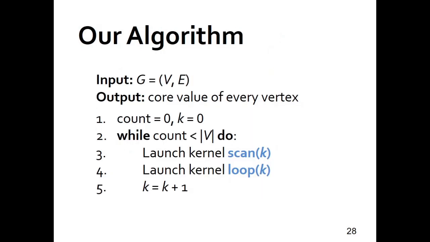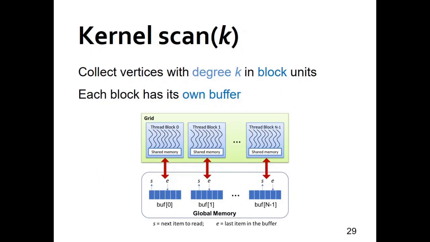Our algorithm takes a graph as input and finds the core value of every vertex. It applies the peeling algorithm repeatedly for k equals 0, 1, 2, and so on. A count variable is initialized to 0. It keeps track of how many vertices have been processed so far. At every iteration, it calls a scan kernel followed by a loop kernel. The loop kernel increments the count with the number of vertices found at level k. Next, we explain both of the kernels.